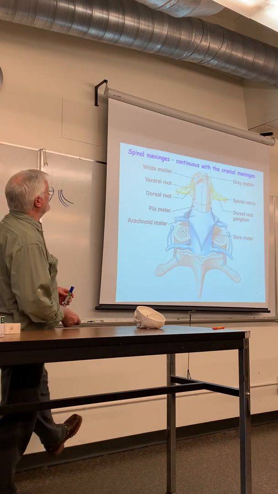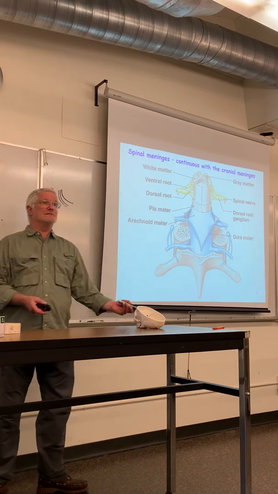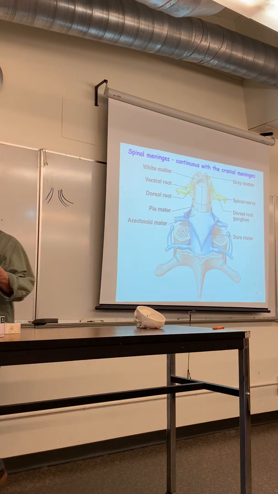All right. Now this you actually already know. This is a repeat. You have meninges of the brain. We have meninges of the spinal cord. You have the same layers. Dura, arachnoid, pia, subdural, subarachnoid, cerebrospinal fluid.